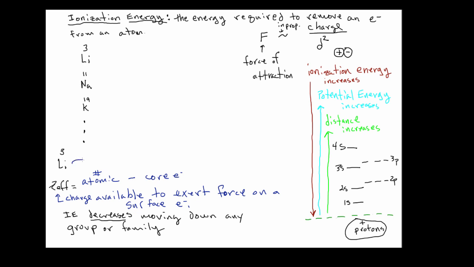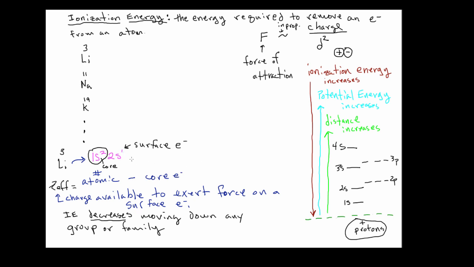So to figure out our effective nuclear charge for lithium, first we're going to write the electron configuration. So it's going to be 1s2, 2s1. Again, like I've done in the other presentations, I'm going to circle the core. So here are my core electrons right here, and this one right here is my surface electron. When we talk about ionization energy, this is the electron that we're going to remove, the energy required to remove that electron.